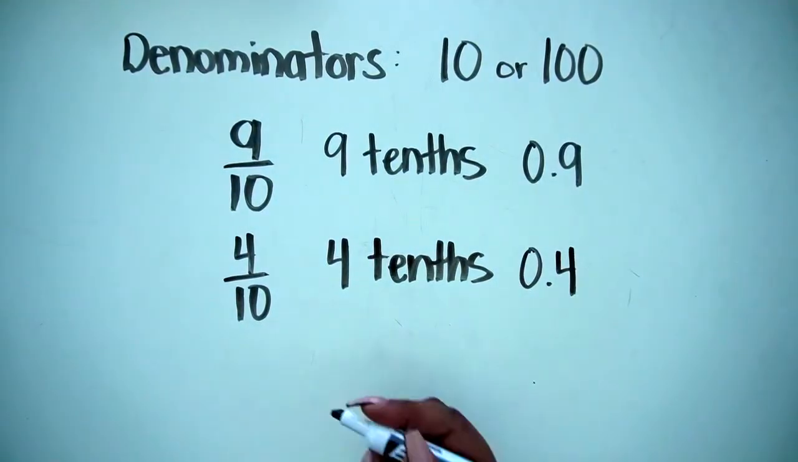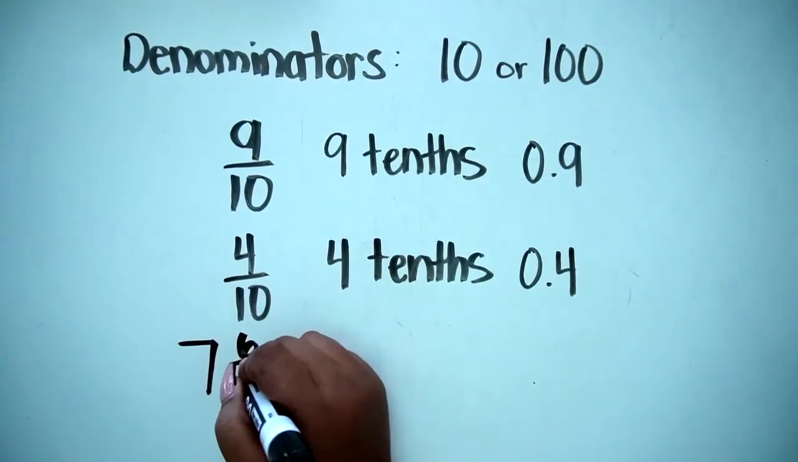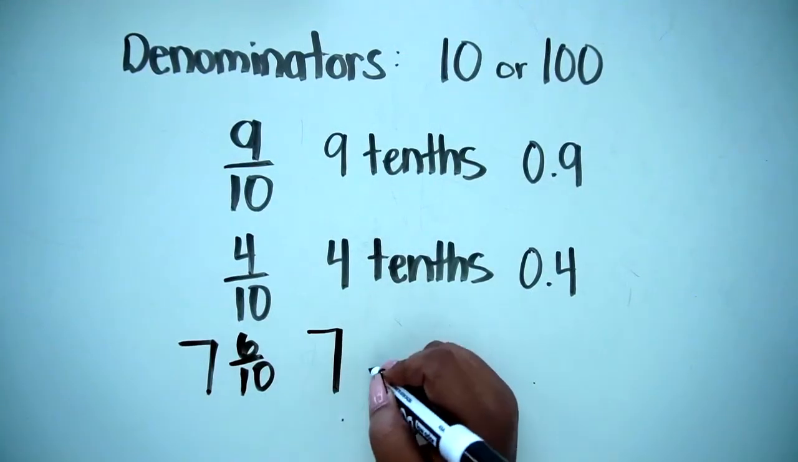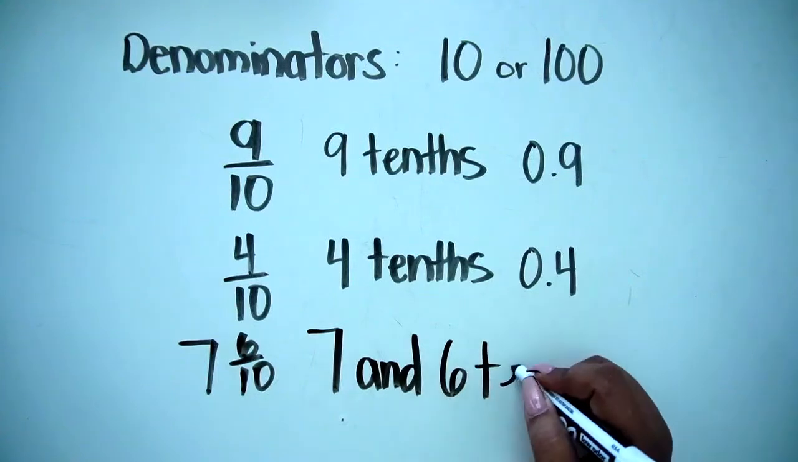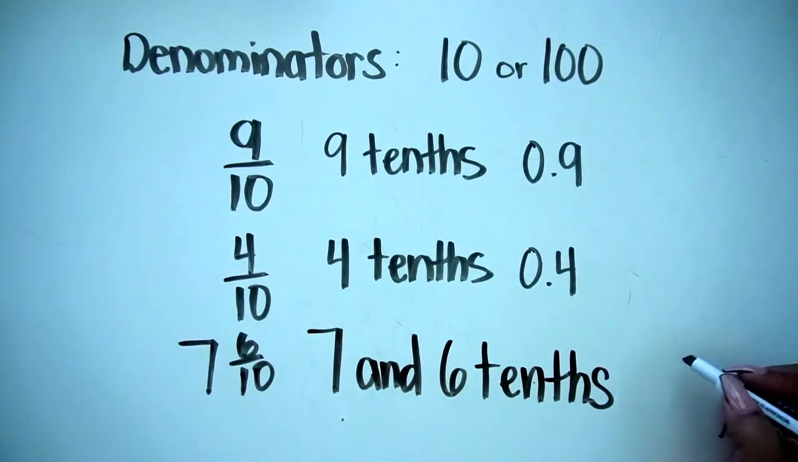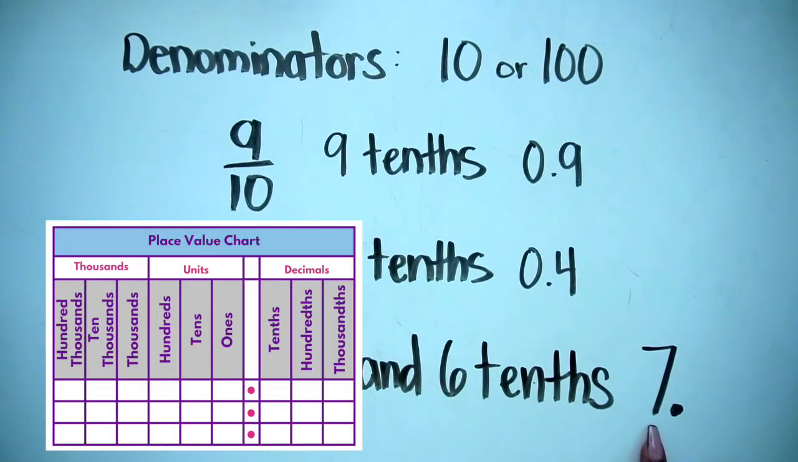What about a mixed number? What if we used 7 and 6 tenths? Same process. We would do 7 wholes, or 7 in the ones place, and 6 in the tenths place.